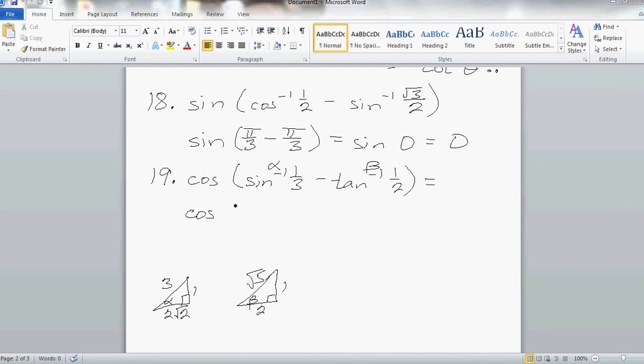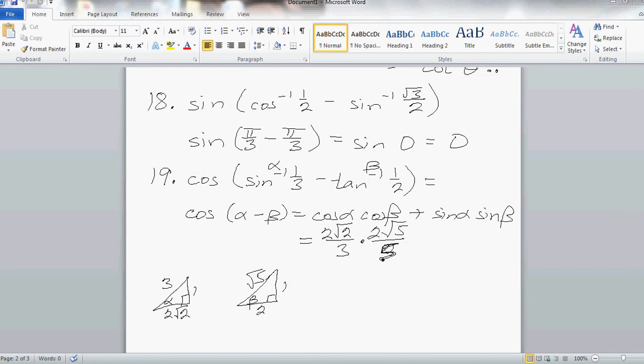So then it's going to become the cosine. If I let this be alpha and this be beta, we get cosine of alpha minus beta, which equals cosine alpha cosine beta plus sine alpha sine beta. Cosine alpha would be 2 root 2 over 3. Cosine of beta, 2 over root 5, or 2 root 5 over 5. Plus the sine of alpha is 1/3, and the sine of beta is 1 over root 5, or root 5 over 5. Multiplying, we get 4 root 10 over 15 plus root 5 over 15, and combining into one big fraction, we get 4 root 10 plus root 5 all over 15.